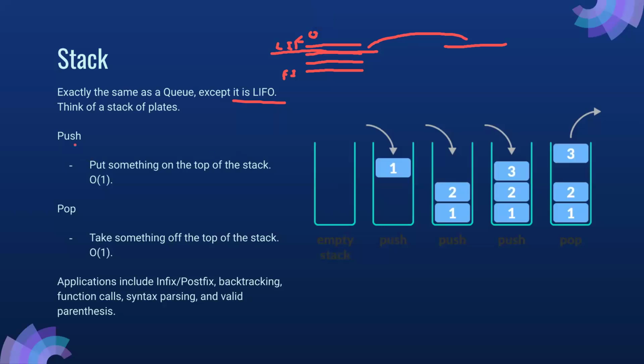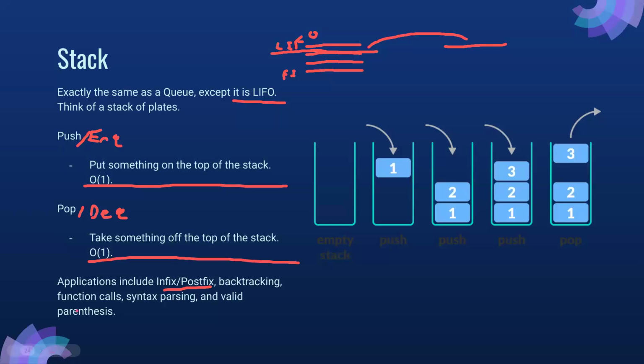Yeah. So push. That is basically the stacks version of NQ. We're putting something onto the stack. Again, this is O of 1. Pop. This is DQ. Take something off the top of the stack. And some of the applications, as you might know, is infix postfix. Obviously, stacks come up in backtracking a lot, with some more like dynamic programming, like recursive heavy stuff. Stacks can be involved with.